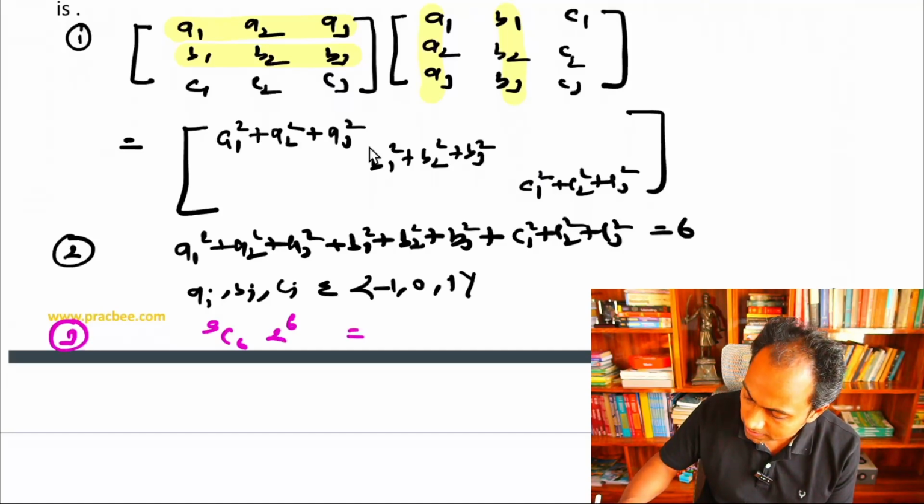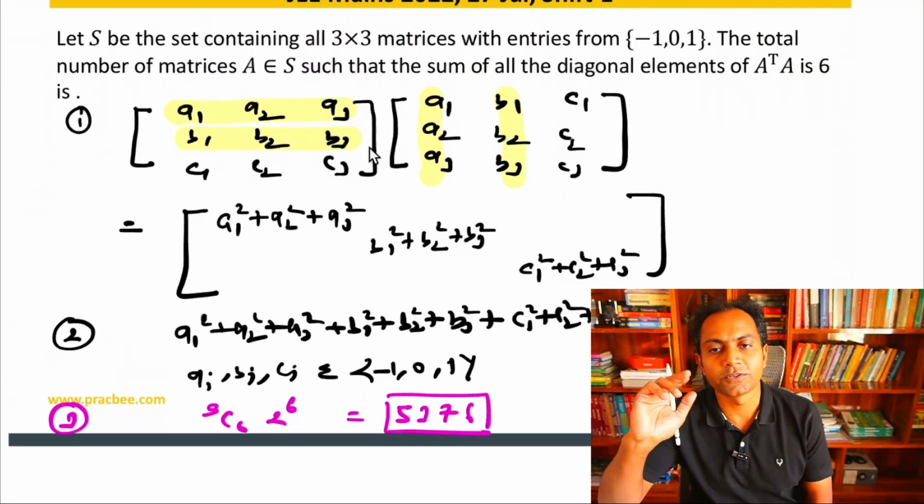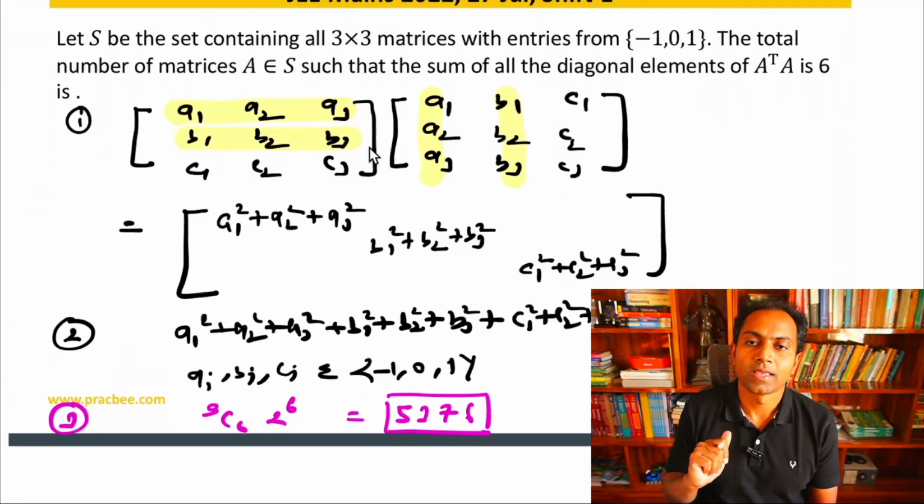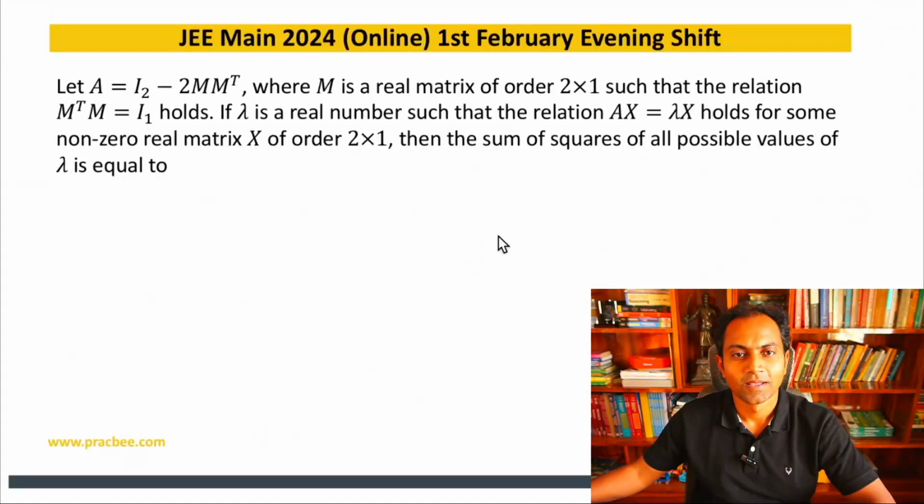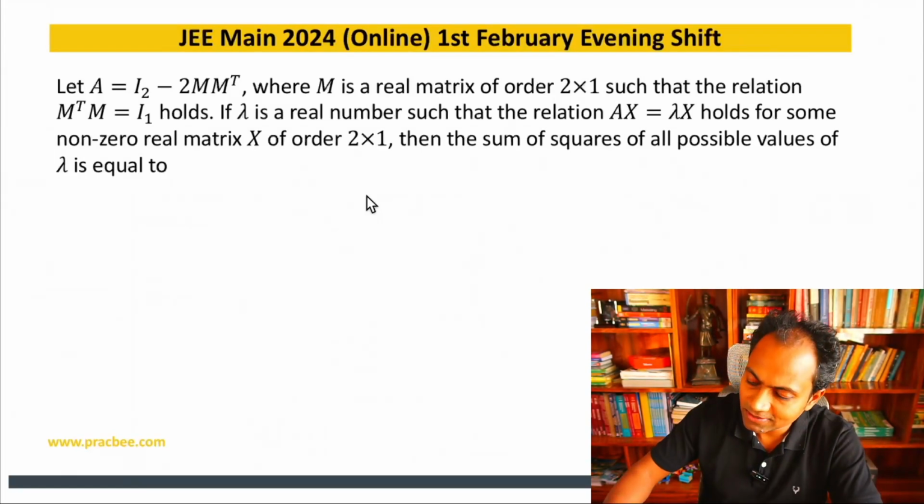If you calculate, the answer of this part becomes 5376. You can see that the question had two parts. In the first part, we have to apply matrices and get to the condition, and after that it becomes a question of P and C. Now let us look into this very interesting 2024 question.